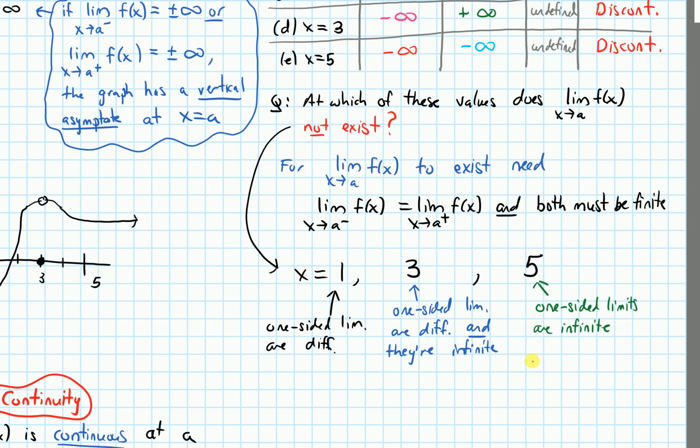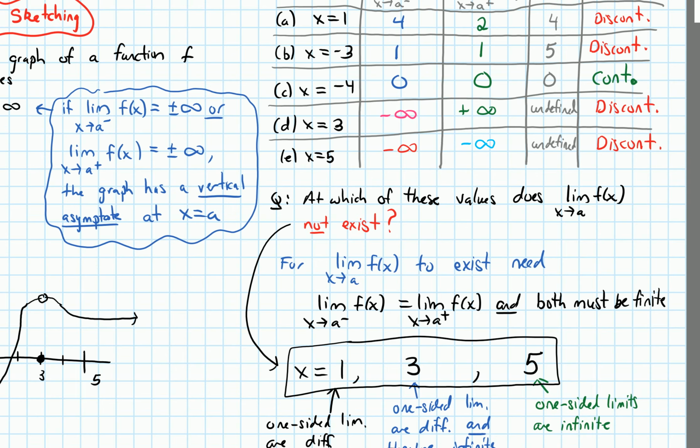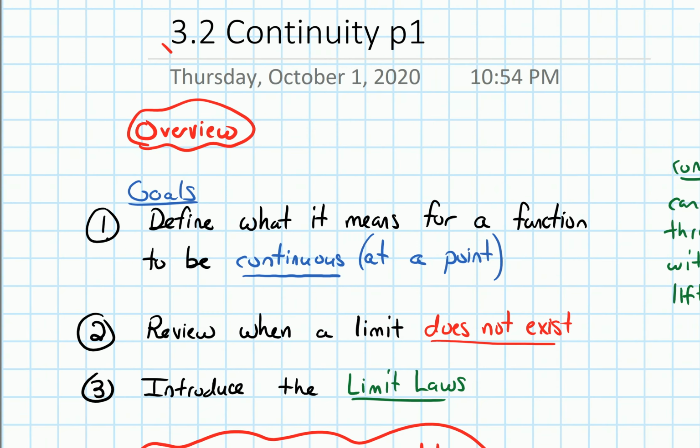But recall that when we have a scenario, in this case, the limit as x approaches 5 of f of x, even though this falls into the D and E category, it's one of those instances where I can be more specific because it's the same from both sides. So I would write negative infinity as opposed to D and E because this is more specific. Okay, but to answer this second question, these are the values where the limit does not exist. It's 1, it's 3, and it's 5. So in terms of our goals, we have defined what it means for a function to be continuous at a point.